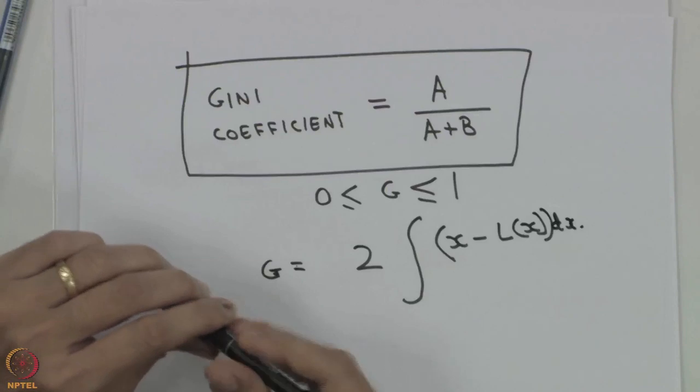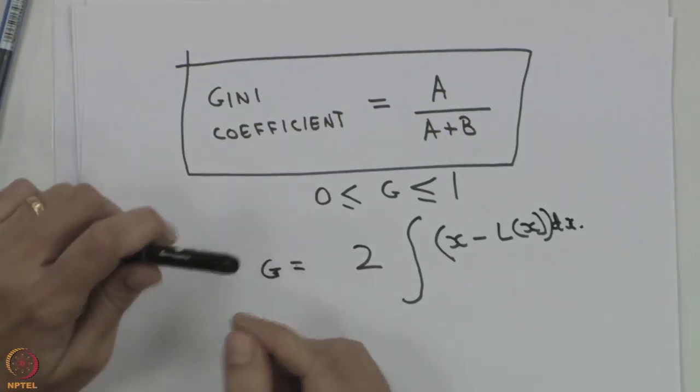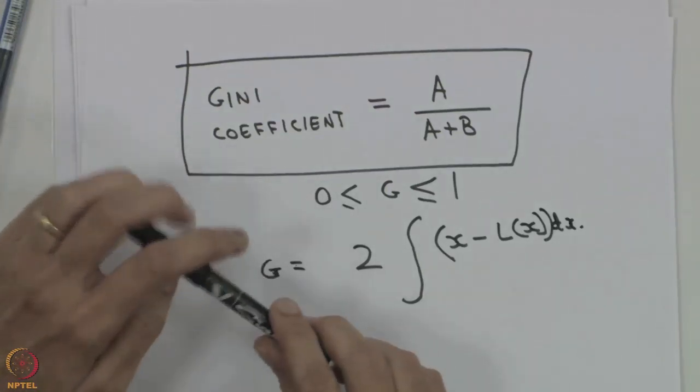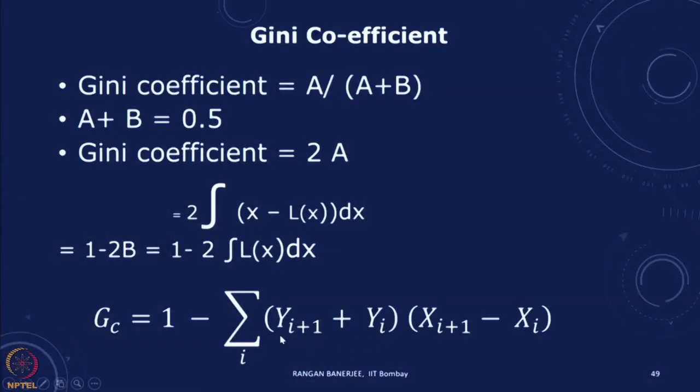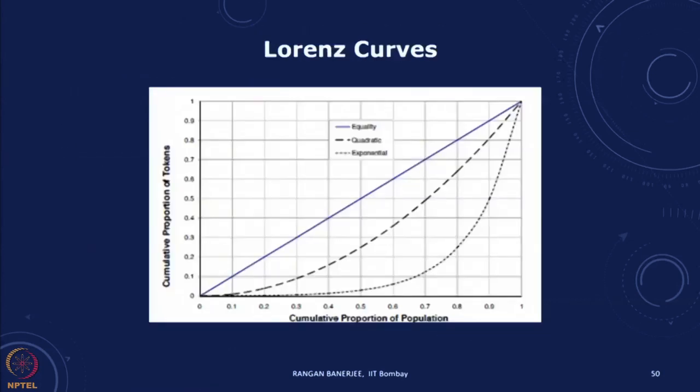And if there are points, we can approximate it using the trapezoidal rule. You can also show very easily that, if you have points xi and yi, we can write this as the area in this form. And so, given a set of data, you can calculate the Gini coefficient.